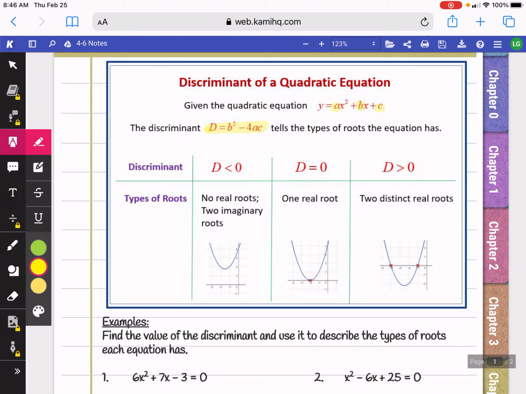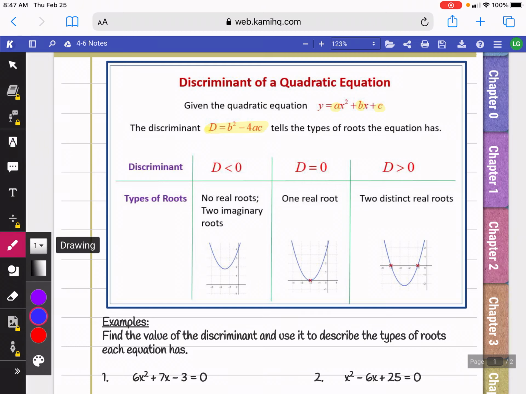And if you know the discriminant, you're able to tell the number of roots or solutions your equation will have, as well as what type of roots they will have, if they're real or if they're imaginary. Remember, if they're real, you'll see the x-intercepts on a graph. If there are imaginary roots, it'll look like there are no x-intercepts.